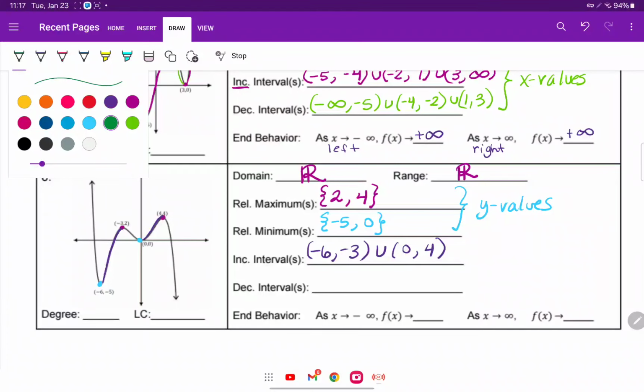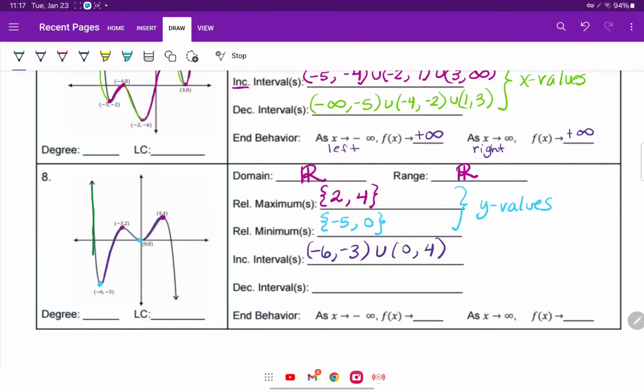Decreasing, when we go down from left to right, so there's a decrease, there's a decrease, and there's a decrease. This time we have 3. And again, x values, -infinity to -6, union, -3 to 0, union, 4 to positive infinity, because we're looking at the x value, not the y. So x is moving to the right forever here. And again, keep in mind these were x values when we listed them.